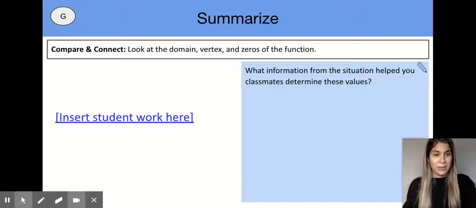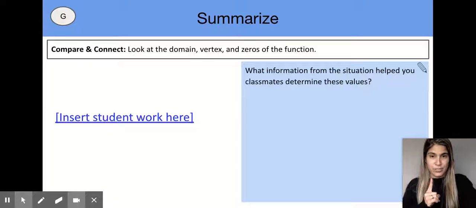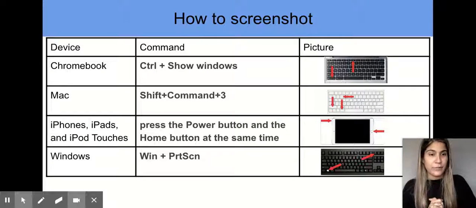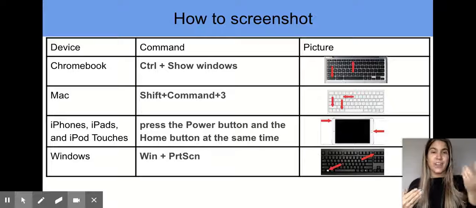Now, if you need any help on how to screenshot, I will leave this here for a couple seconds, or you could go ahead and pause your video and take notes on how you can screenshot in different devices. If your device is not here, go ahead and pause the video and go on to Google to search how to screenshot in your device.